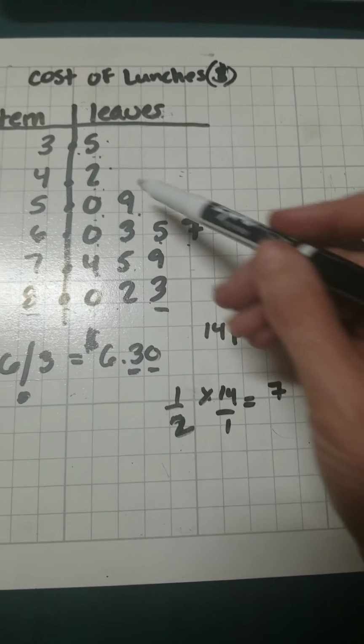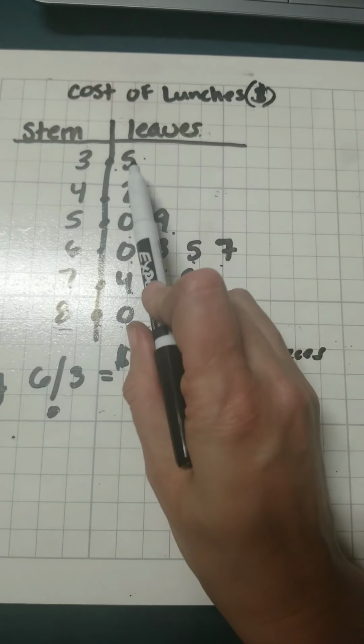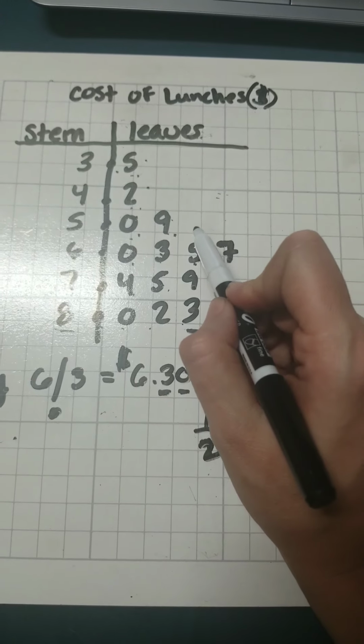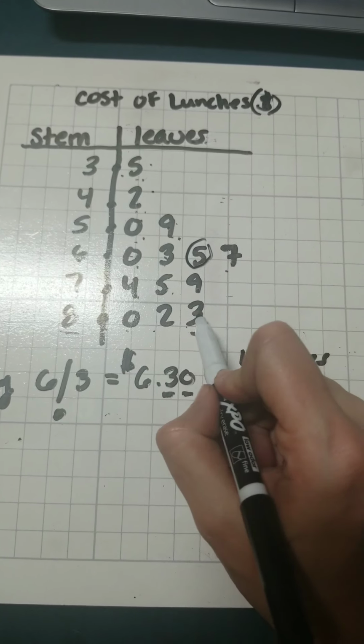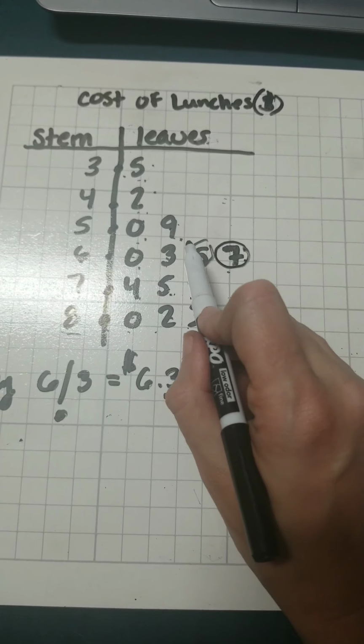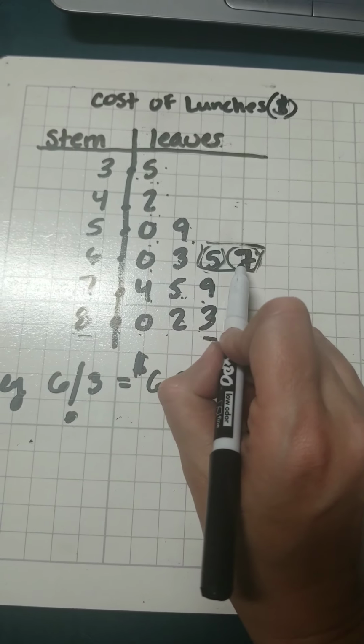So I'm going to count 7 leaves down and 7 leaves up from the bottom and figure out where I land. So 1, 2, 3, 4, 5, 6, 7. 1, 2, 3, 4, 5, 6, 7. So there are 2 numbers in the middle, $6.50 and $6.70.